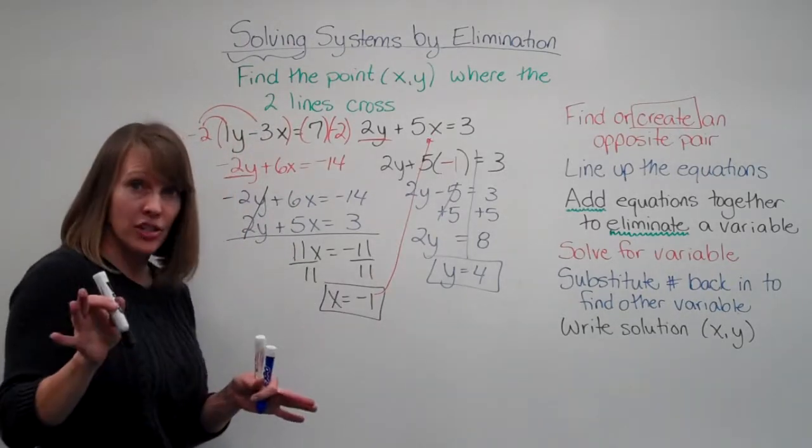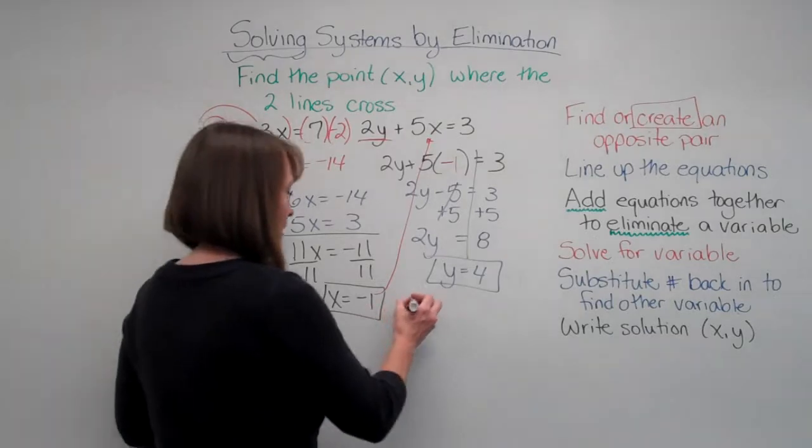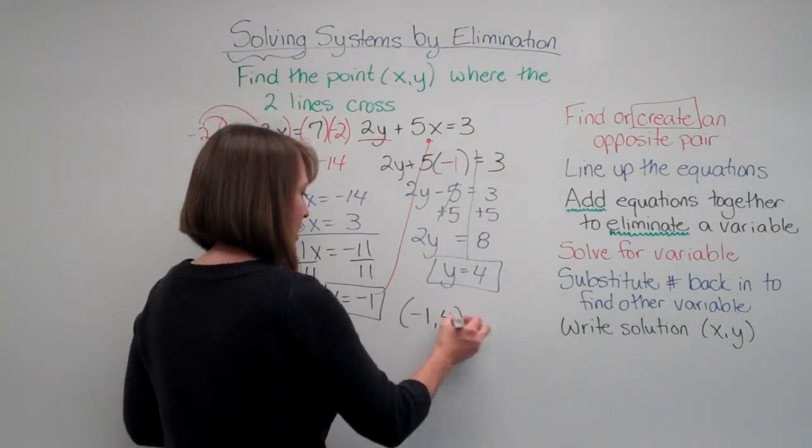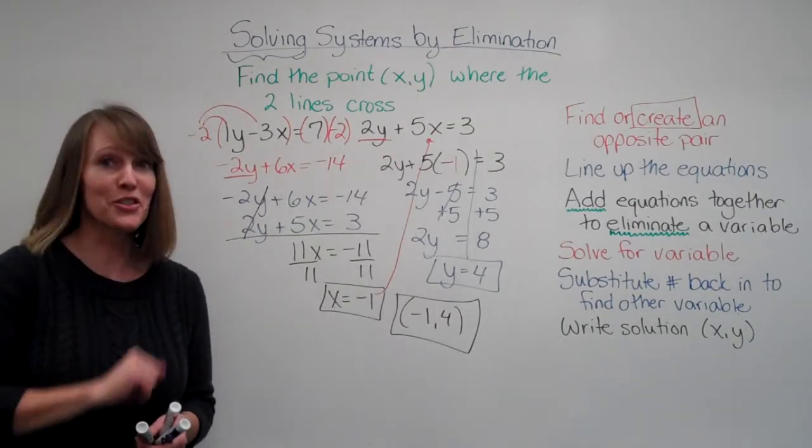And now I've got to give my answer, right? Don't leave me hanging. What is the point where they cross? Well, they cross at negative 1, positive 4. And remember, you know you love math.